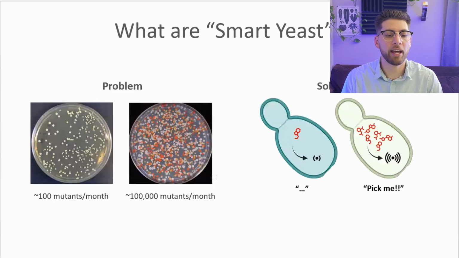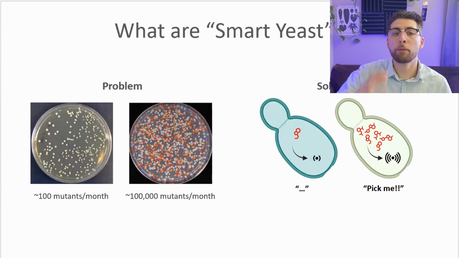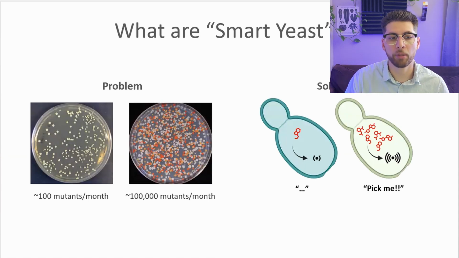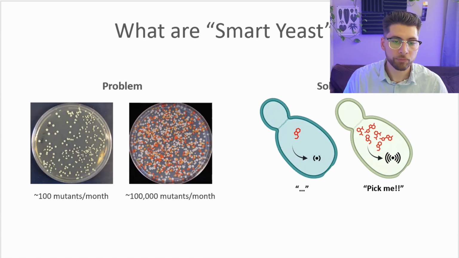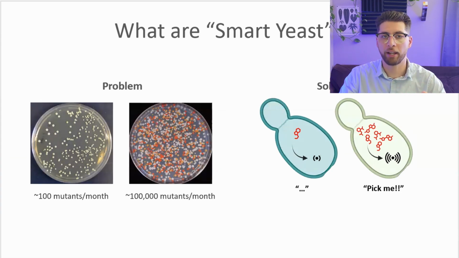So the problem that exists here is that typically with most products that we make, we can screen through maybe 100 mutants per month with this manual analytical chemistry method. If we're lucky, we have some compound that has some phenotype that's very visible, like a red color. And so in that best case scenario, we're looking at hundreds of thousands of mutants per month.